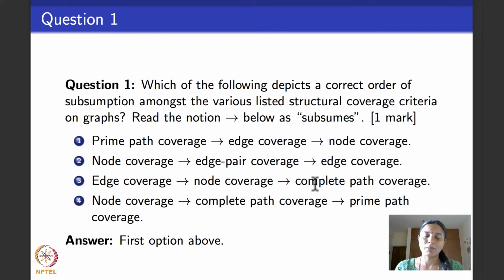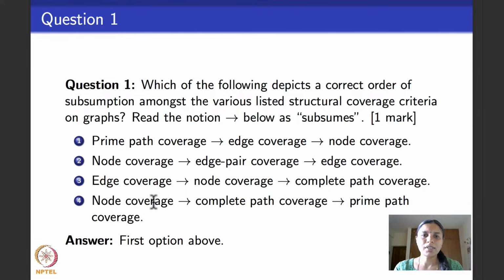Now, why are the rest of them not the correct option? If you see the second option, it says node coverage subsumes edge pair coverage, which in turn subsumes edge coverage. So it has two subsumption relations like all other options. The second one, edge pair coverage subsuming edge coverage, is correct. But node coverage does not subsume edge pair coverage. So this is not the correct option. Similarly, for the third one, edge coverage does subsume node coverage, but node coverage clearly does not subsume complete path coverage. In fact, complete path coverage could even be infeasible, as we discussed several times. So the third one also cannot be the right option.